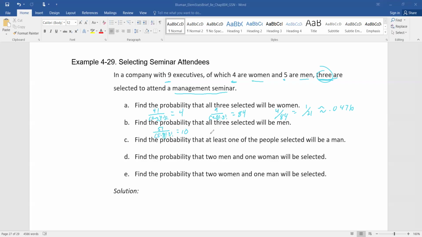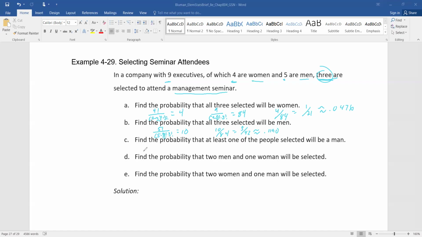And then we already know the total. So this is now 10 out of 84, which comes out to about 5 out of 42, which is about 0.1190. So there's a 11.9% chance that all three will be selected as men.